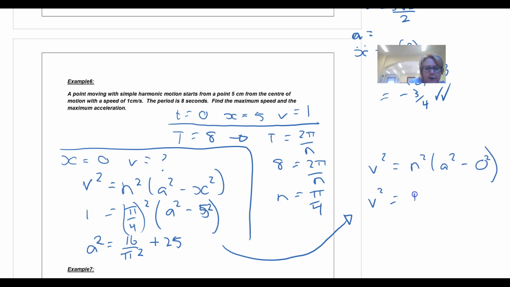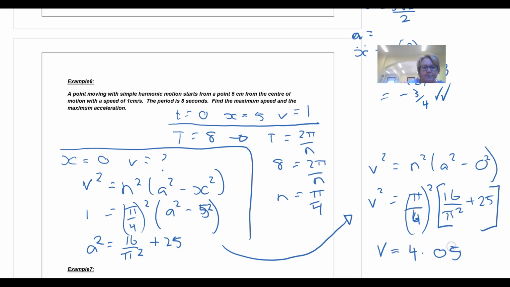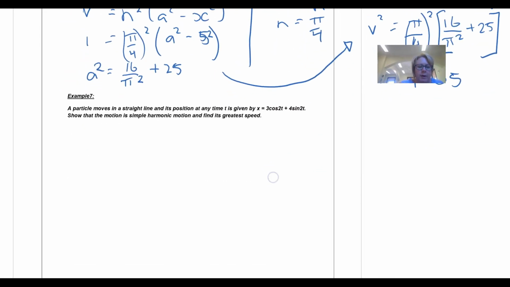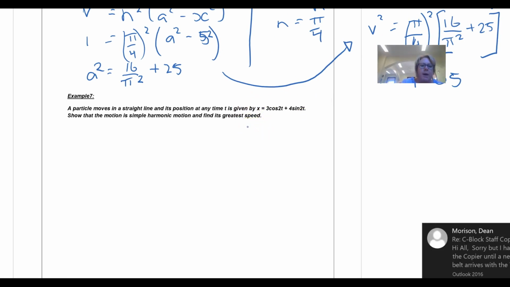v squared is n squared a squared, which I knew from over here, plus 25, and I whipped that into my calculator, and I got v to equal 4.05. Okay, question 7. A particle moves in a straight line, and its position from time t is given by this. Show that the particle is in simple harmonic motion.